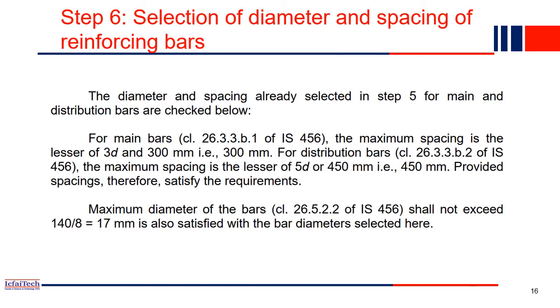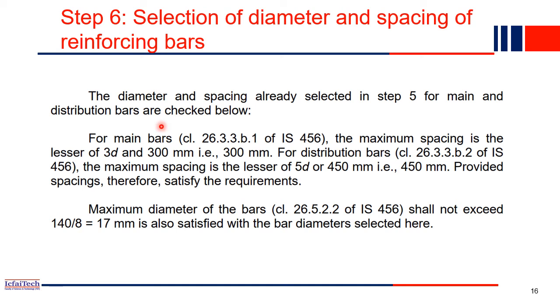Now selection of diameter and spacing of reinforcing bar. The maximum diameter we have to provide, as per our IS code, should be 1/8 times D. D is 140, the total depth of the slab. So 1/8 means 17 mm. So maximum we can provide is a 17 mm bar for the design of this slab. Okay, so whatever we have provided is fine. We have provided less than 17 mm.